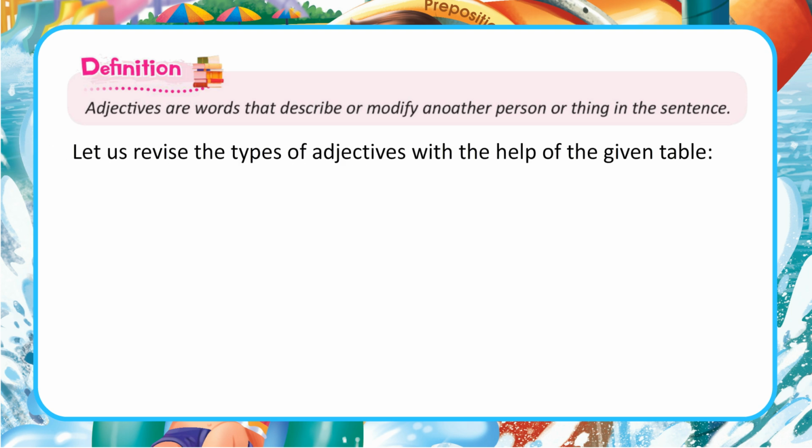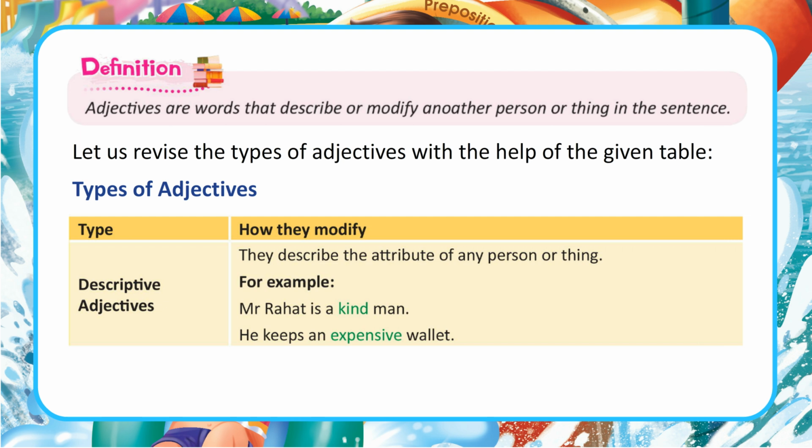Let us revise the types of adjectives with the help of the given table. Types of adjectives. Type. How they modify. Descriptive adjectives. They describe the attribute of any person or thing. For example, Mr. Rahat is a kind man. He keeps an expensive wallet.